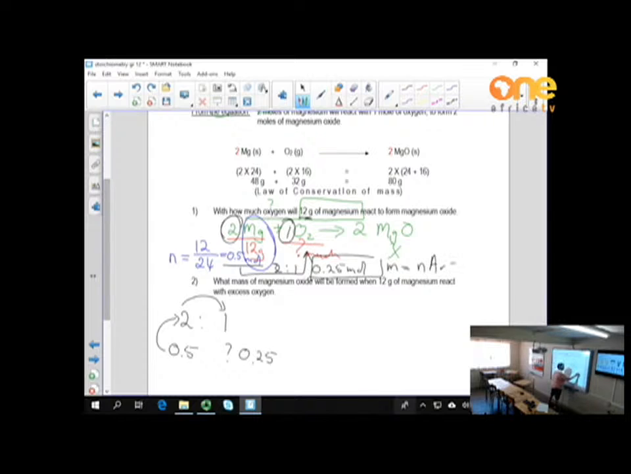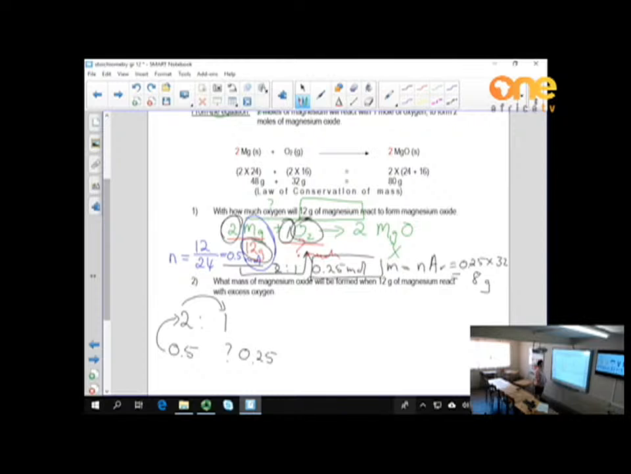How many moles? 0.25. What is the molecular mass of oxygen? It is 2 times 16, so it's 32. So our answer is 0.25 of 32, which gives me 8 grams. So 8 grams of oxygen will react with 12 grams of magnesium, and it will form magnesium oxide.